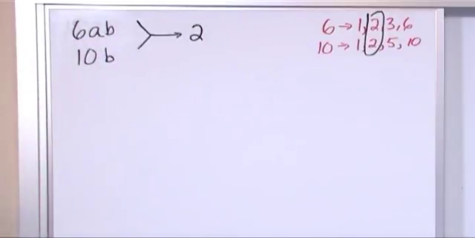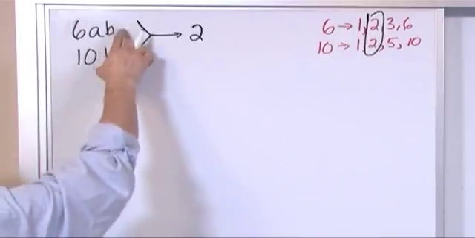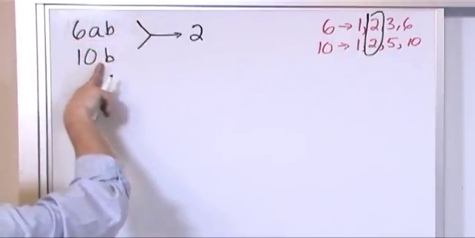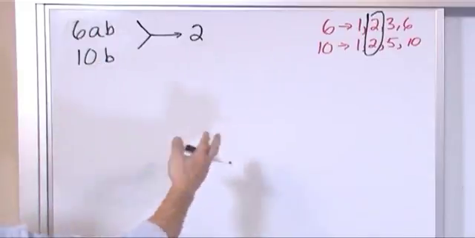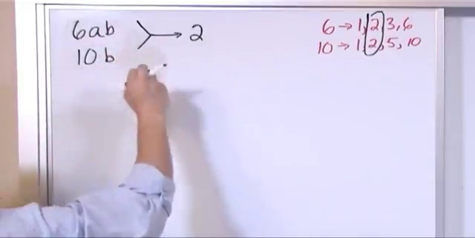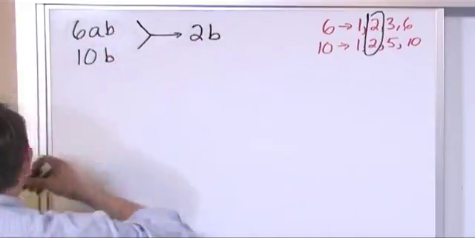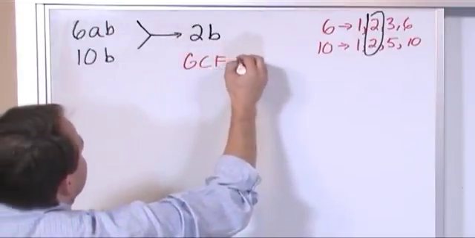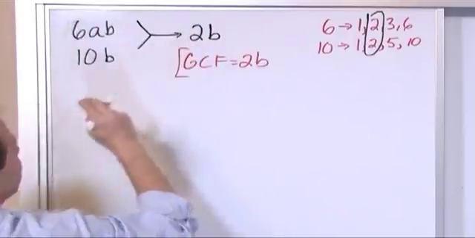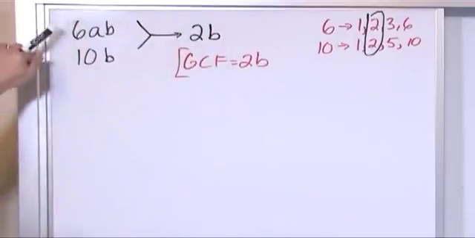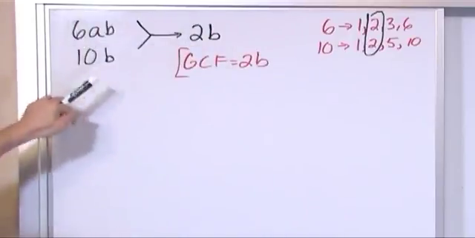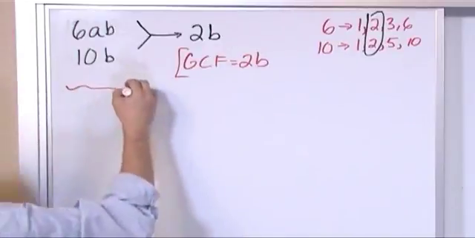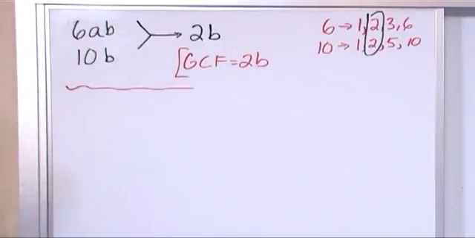All right? Next, you're just looking at the variables and figuring out what is common to both. You have an a up here, but there is no a down here, so it's not common. You have a b up here and a b down here, so it is common. So the greatest common factor is 2b. That's it. And that's probably why I like to write them on top of each other, because when you're comparing the variables, it's nice to have them on top of each other, and then you can easily see what you have.